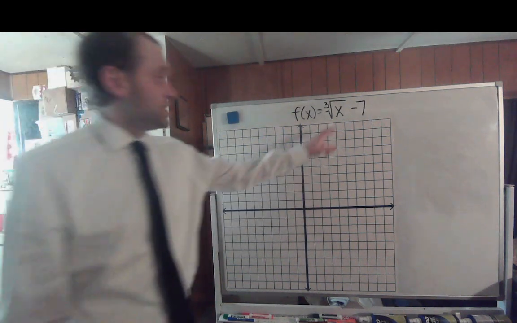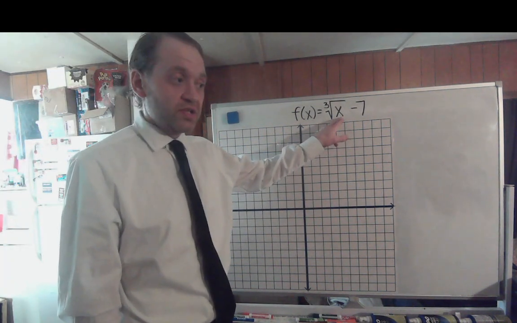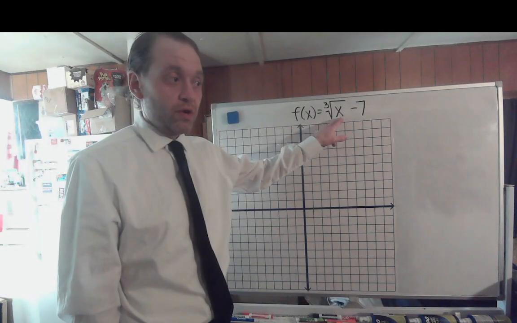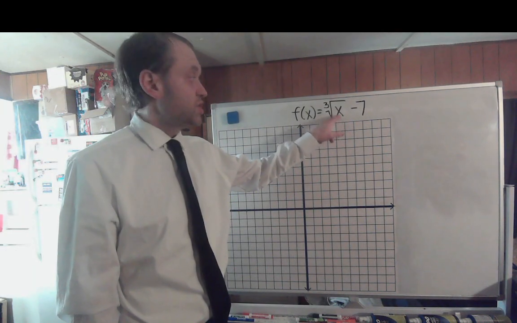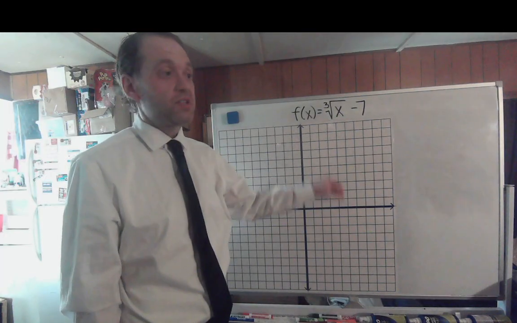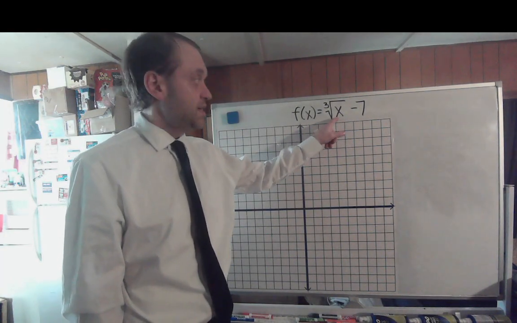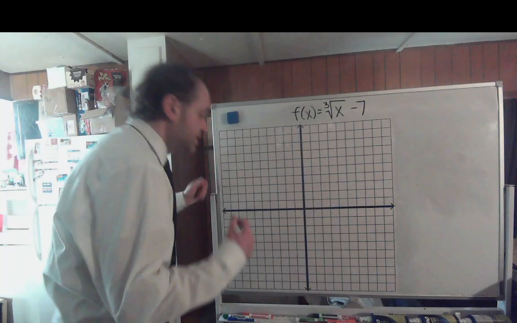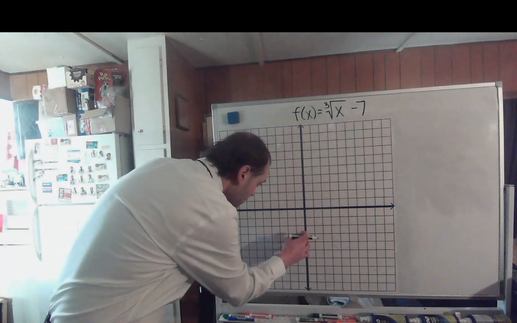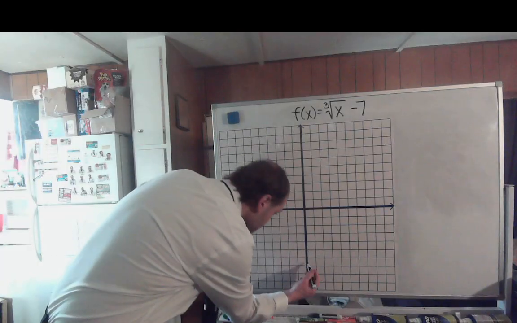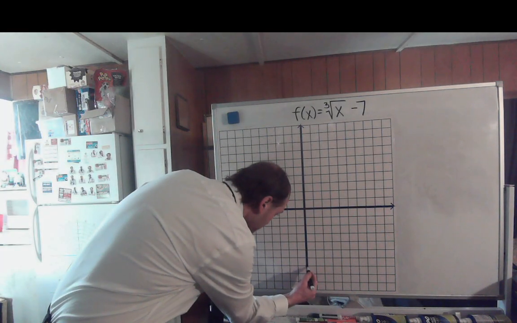Now, take what's inside of the radical, set it equal to 0. Well, x would equal 0, right? So you're going to shift the starting point down 7 units. So when you get the cube root of 0, that's 0 minus 7. That'll put you at 0, negative 7. 5, 6, 7. So you'll be all the way down here.